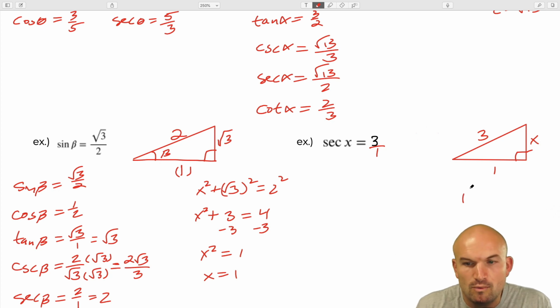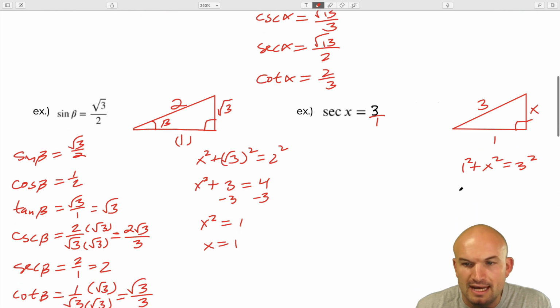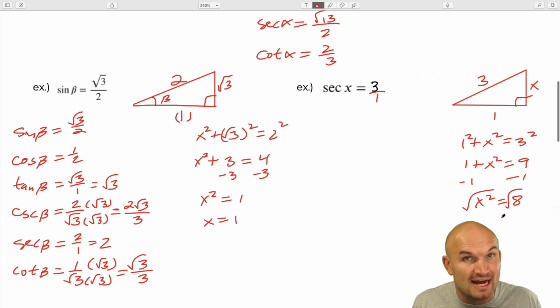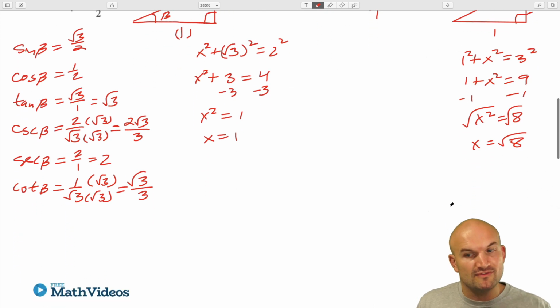I know that 1 squared plus x squared equals 3 squared, and therefore I have 1 plus x squared equals 9. Subtract 1, x squared equals 8. Now when I take the square root, I have something I can actually simplify as a radical. So x equals the square root of 8, but again, we want to use the simplified version here.